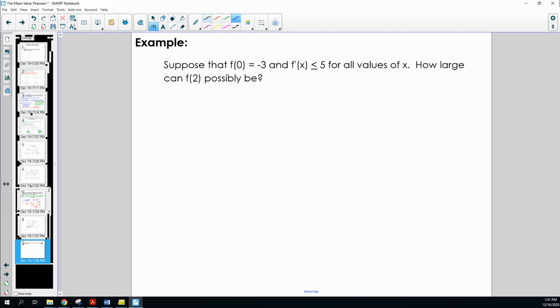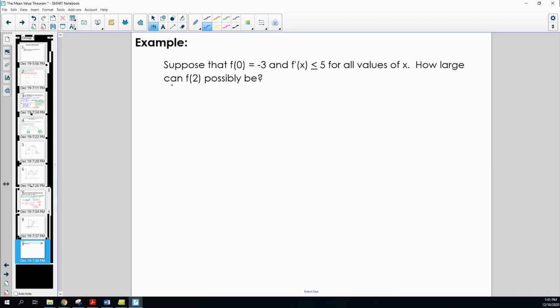Okay, and the last thing we're going to look at is just what happens if we're not given an actual function. How can we figure some stuff out based off of our knowledge of the mean value theorem? So suppose that f of 0 is equal to negative 3 and f prime of x is less than or equal to 5 for all values of x. How large can f of 2 possibly be?